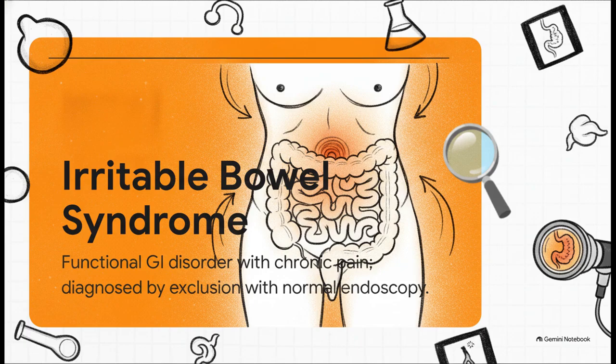But the absolute key differentiator here for your exams, and honestly for your clinical practice, is that IBS is a diagnosis of exclusion. When you run laboratory studies, take an abdominal x-ray, or perform a colonoscopy, the results will come back completely normal. There is zero structural or gross inflammatory pathology to be found anywhere.